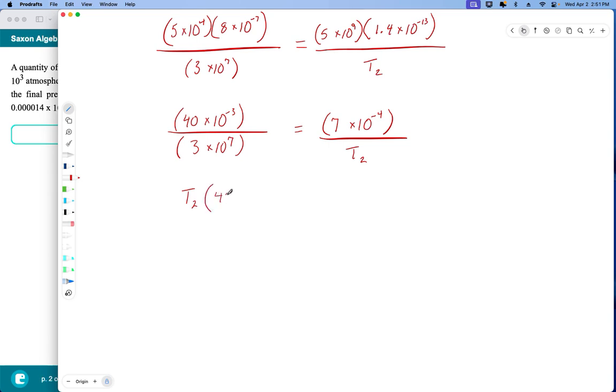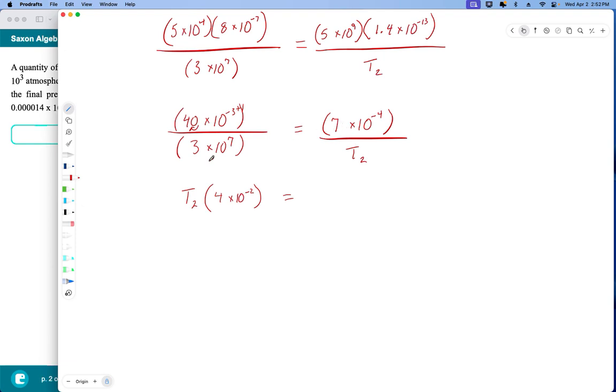T2 times 40, and actually what I'm going to do is go ahead and put this in proper scientific notation. So that would be forward 1, so plus 1. So 4 times 10 to the negative 2. All right, so I've swapped that out after doing that multiplication. And now this is in proper scientific notation form.